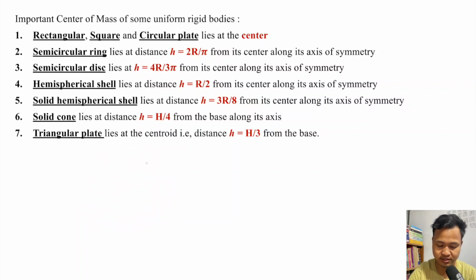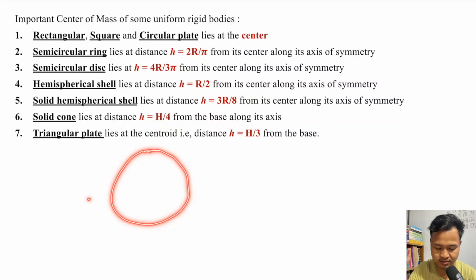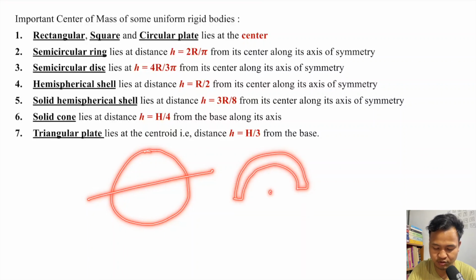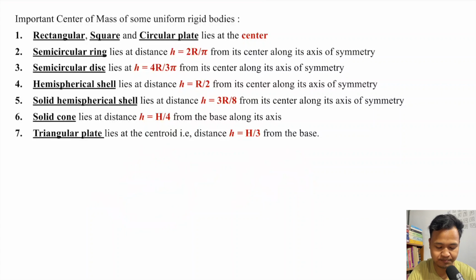But now, if we cut the ring in half, suppose you have a semicircular ring, only a part of a ring, the center of mass will start shifting towards this side. The derivation is given below, so you should remember the final result.